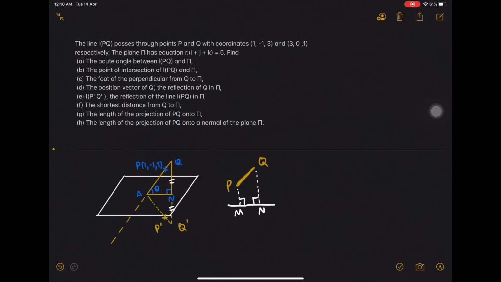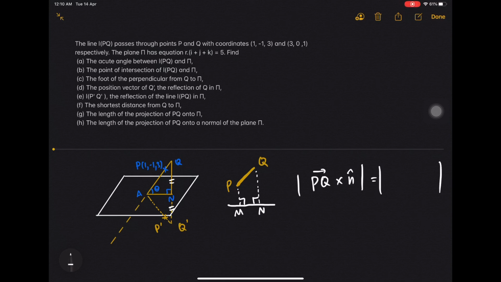For this question, we want to find the length of the projection of PQ onto the plane. So I've drawn this out for you to see. It's a 2D image. To find the length of the projection of PQ onto the plane, we're going to use this: my PQ vector product with n hat, and this will get me something like this.